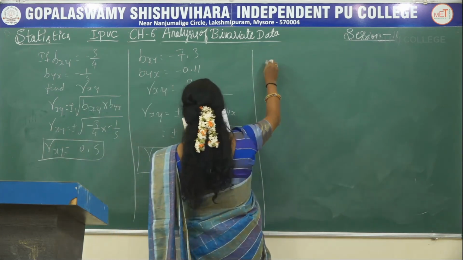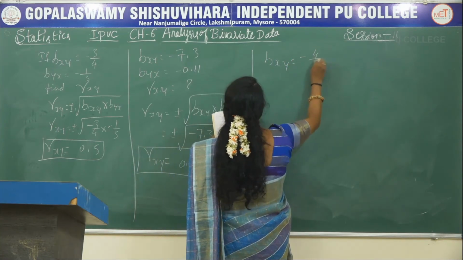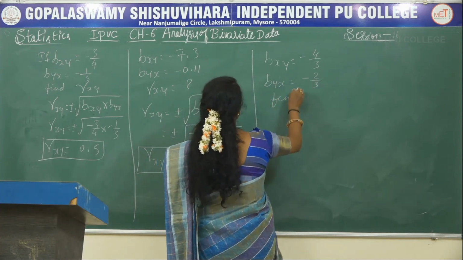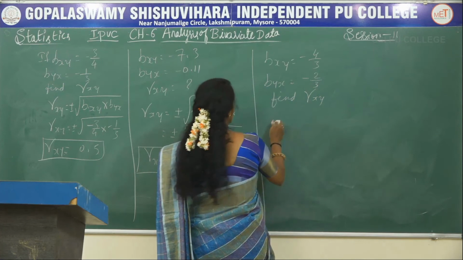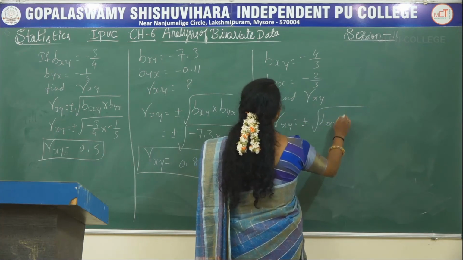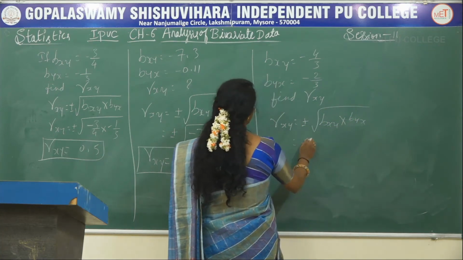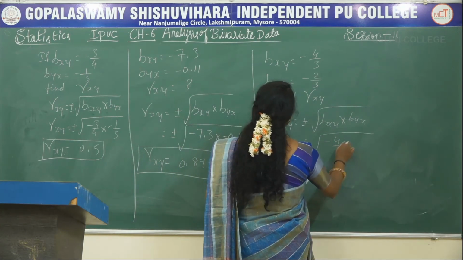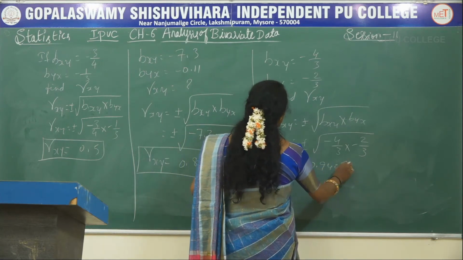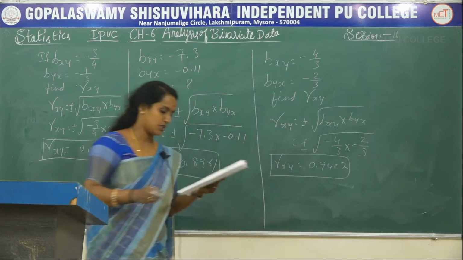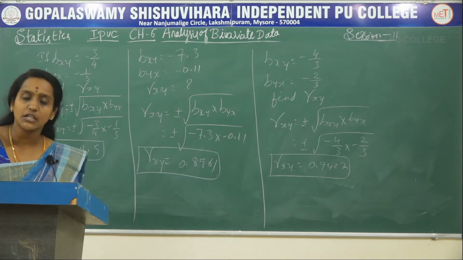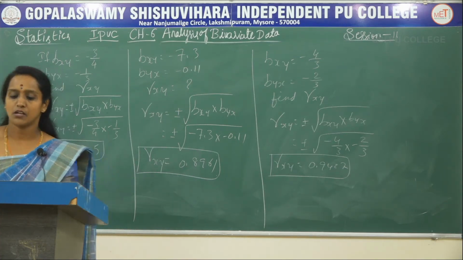Next problem. B of xy is minus 4 by 3, B of yx is equal to minus 2 by 3. Find the correlation coefficient. So correlation coefficient is equal to plus or minus square root of B of xy into B of yx. So this is plus or minus square root of minus 4 by 3 into minus 2 by 3, and this is 0.9427. This is how we have calculated the correlation coefficient using 2 regression coefficients. Okay, next one.